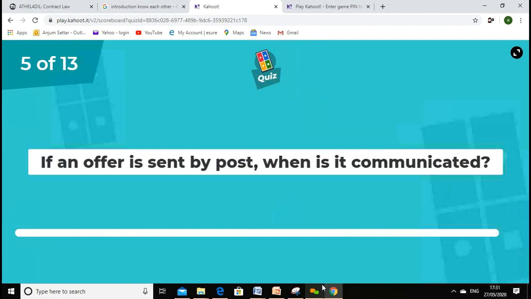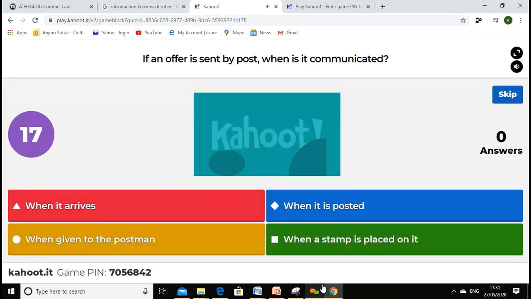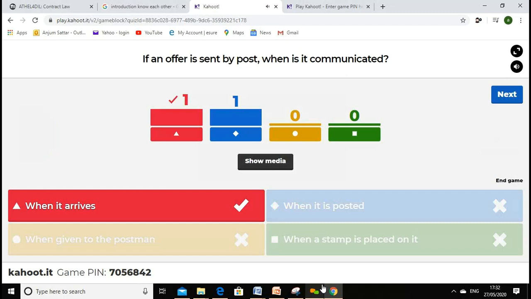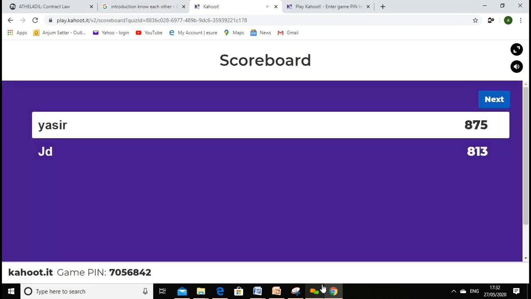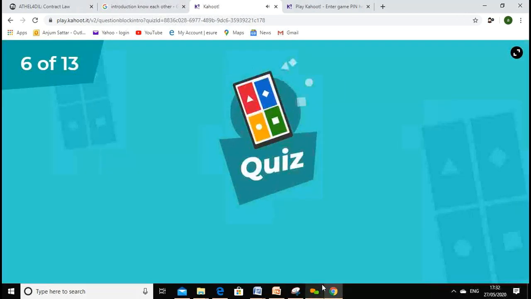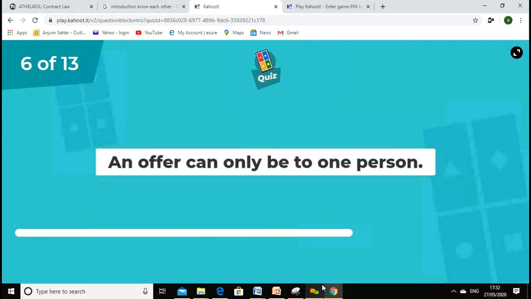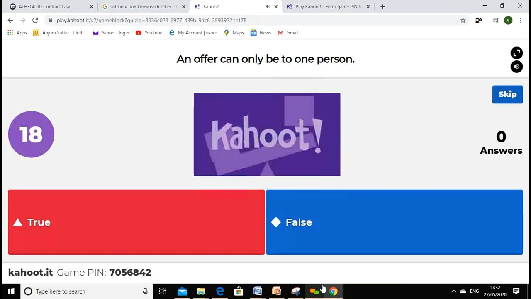If an offer is sent by post, when is it communicated, when can it be accepted? When it arrives. If you agree or you counter offer, there can be different cases. Don't worry, don't worry. An offer can be accepted only once.